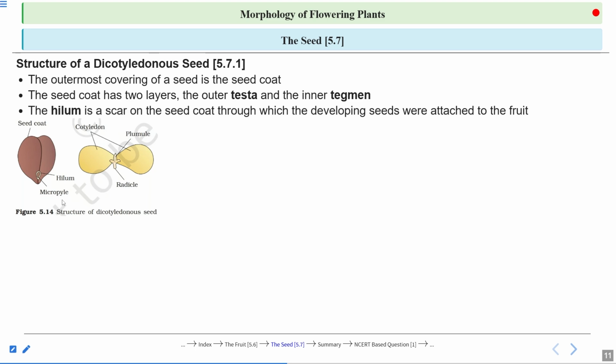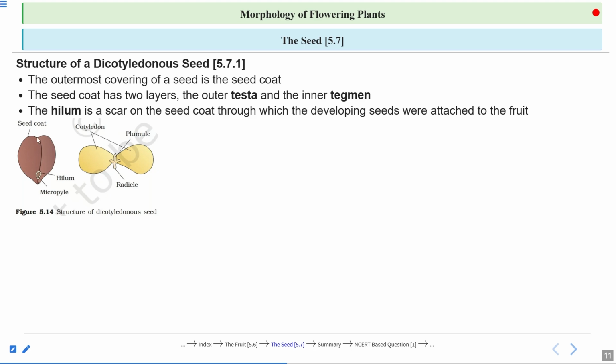What is micropyle? If you remember the structure of ovule, there is one opening. There are integuments that cover up the nucellus part. But at one particular point, near the embryo sac, there is an opening, and that opening is called micropyle.